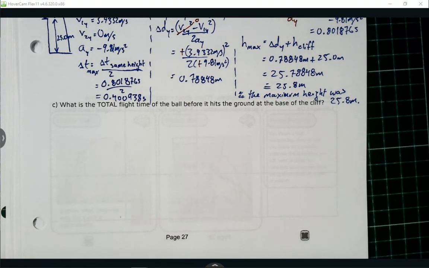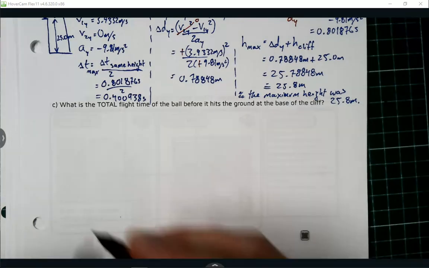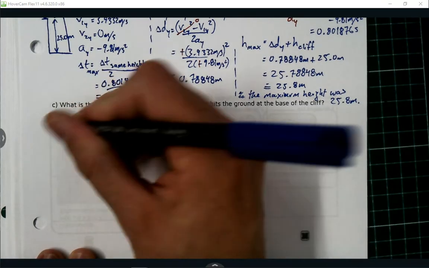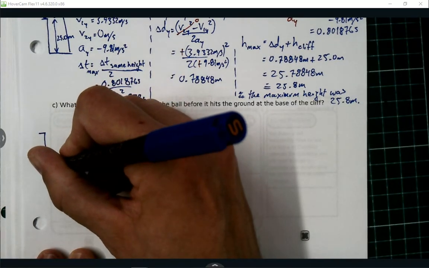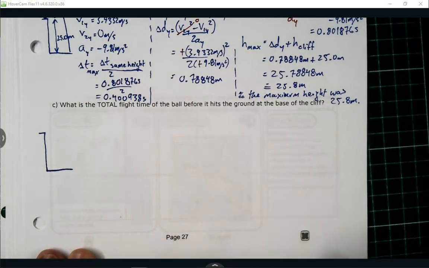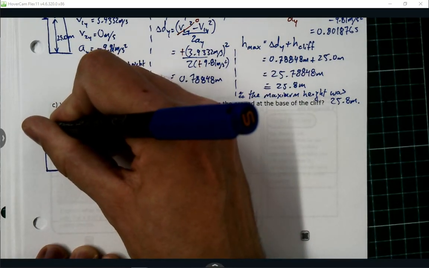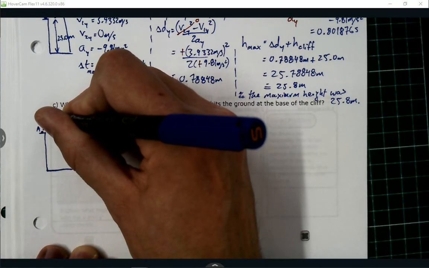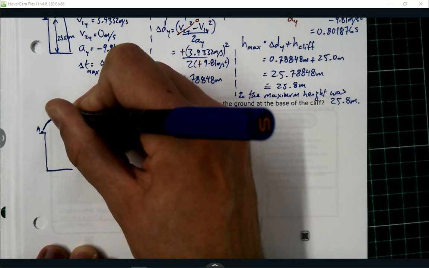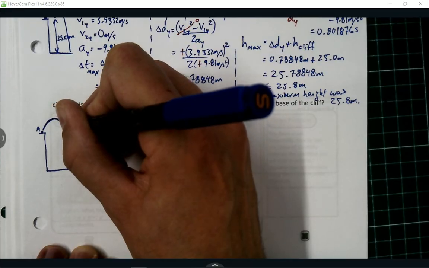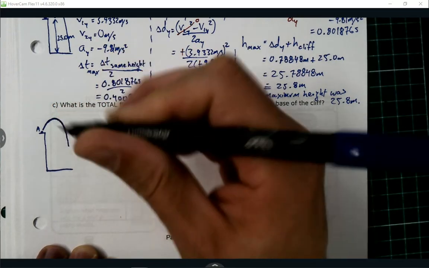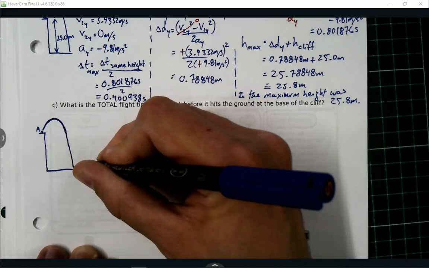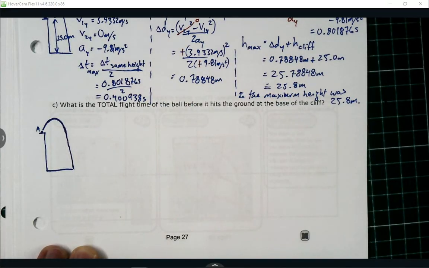Part C. What's the total flight time of the ball? Again, I want to sketch this out because I want to have a picture of what the question's asking. Total flight time, remember we started off at point A before. Fly through the air. Last time we stopped at B to figure out the maximum height. Previous to that we figured out how long it takes to get back to the original height. Now we're going all the way to the bottom. Smack it into the ground. Total flight time.